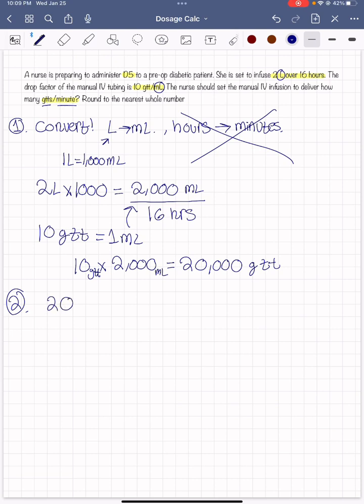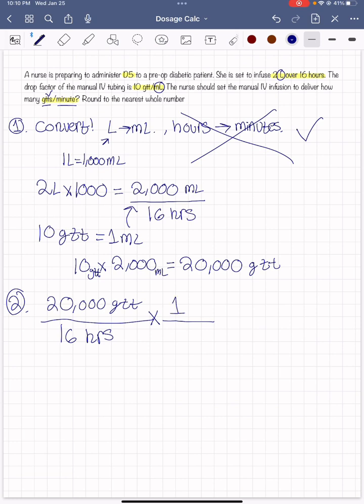I now have 20,000 drops being infused over 16 hours. So I have my drops. Now I can convert my hours to minutes. So now we can do hours to minutes. So this is when we do a little bit of converting. So we have 16 hours and I need minutes. So I need to make them cancel out.